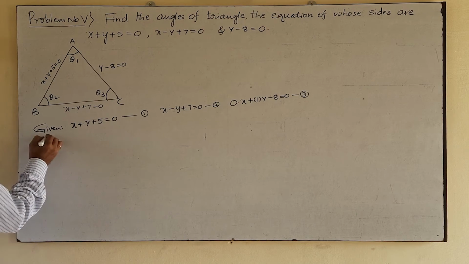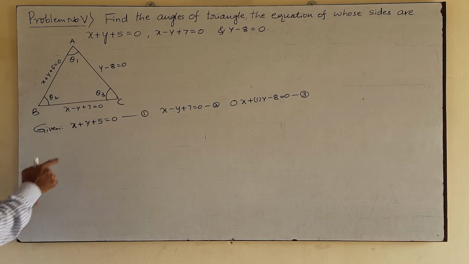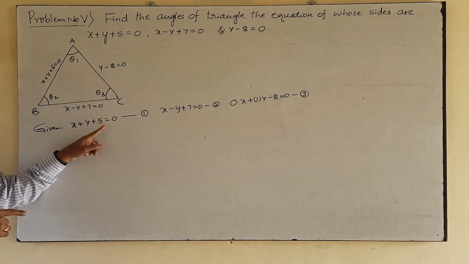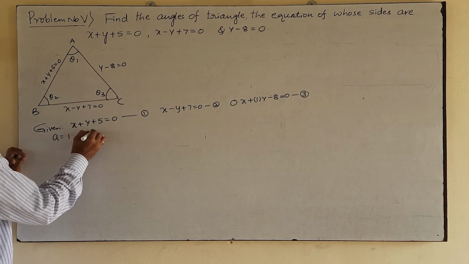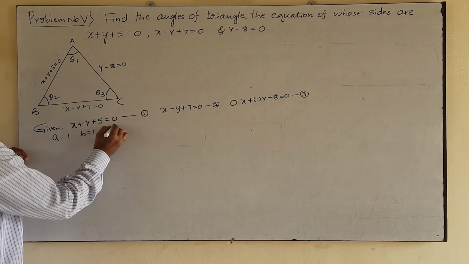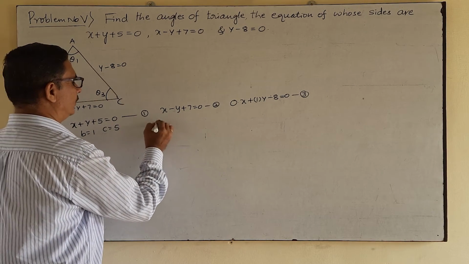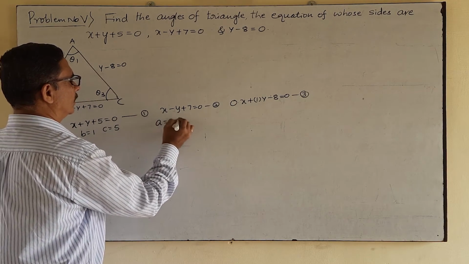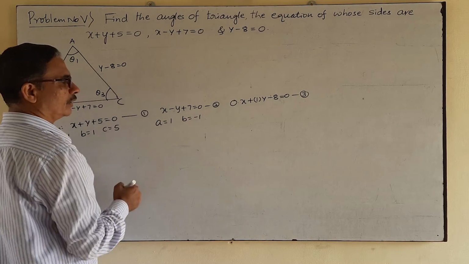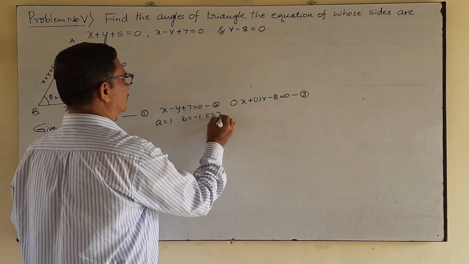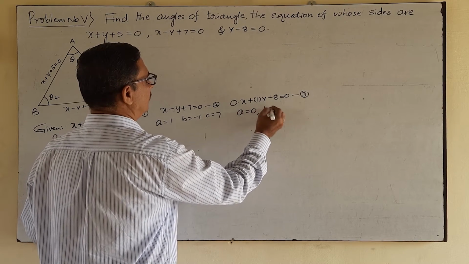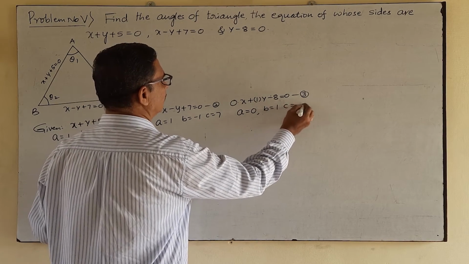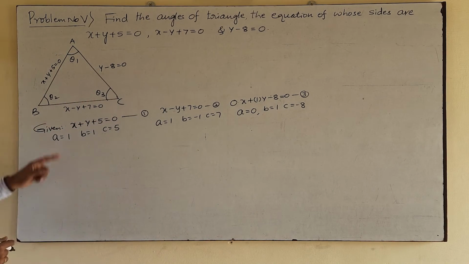Now how to solve? The first equation is in the form ax plus by plus c. Here the coefficient of x, a, is 1, the coefficient of y, b, is 1, and c is 5. In the second equation, a is 1, b is minus 1, and c is 7. In the third, a is 0, b is 1, and c is minus 8. Now to find the angles theta 1, theta 2, theta 3.